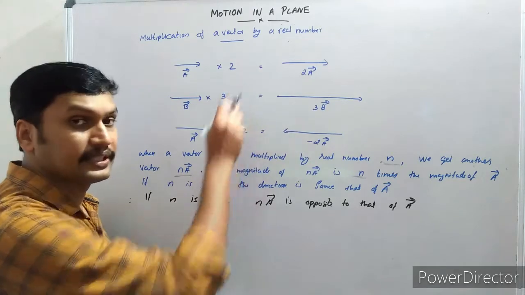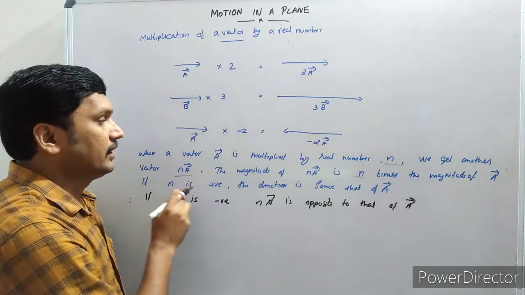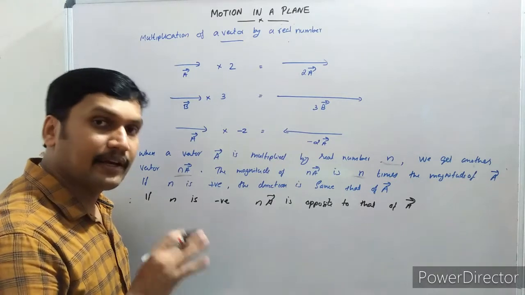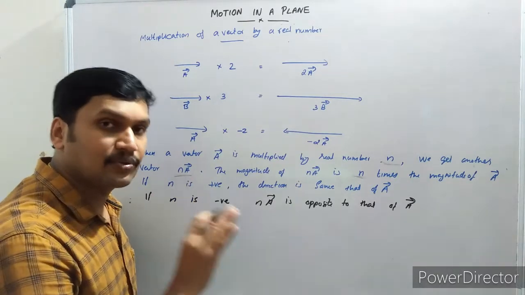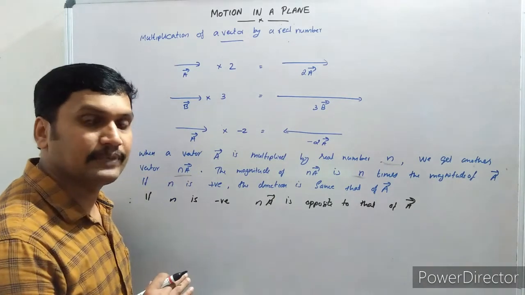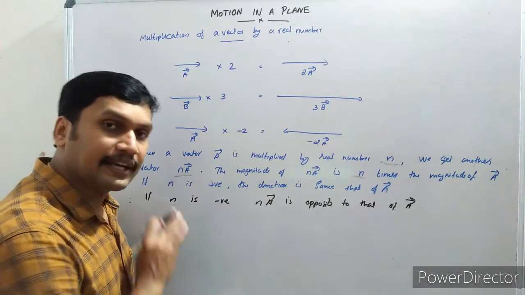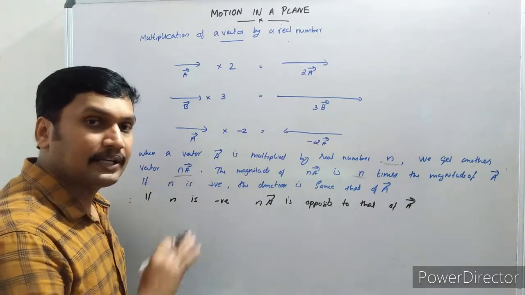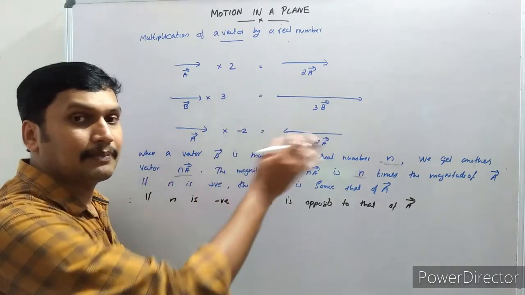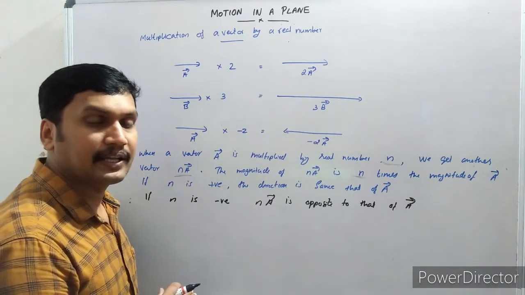In this example, we see that. Generally, we can multiply a vector quantity by a real number, and the magnitude of the vector will change. If the real number is positive, the direction is the same, but if the number is negative, the direction is reversed. So we can multiply a vector quantity by a real number.